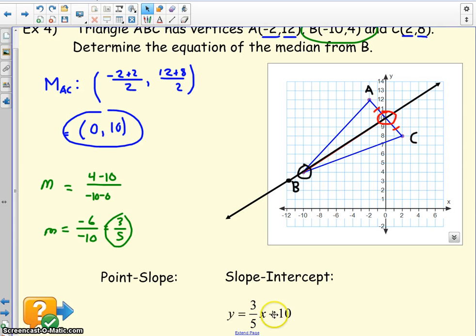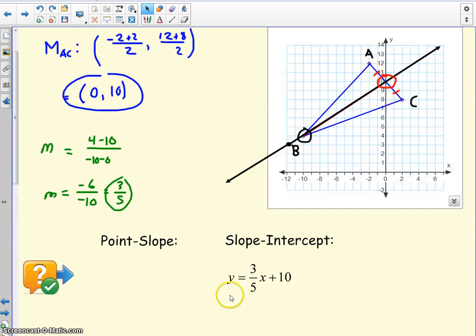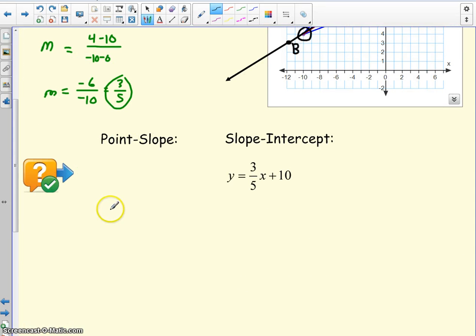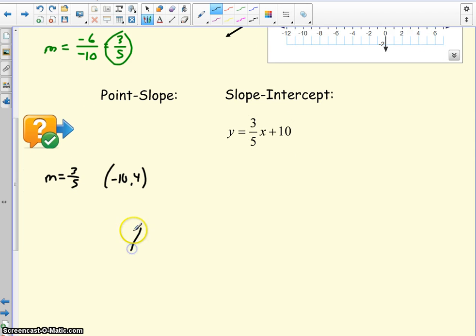Okay, if I want to use point slope form anyways, I could do it with either point given. So let's say I do it with the point (-10, 4). Remember my slope is 3 over 5. So my point slope form would be y equals 3 over 5, times x minus x1, so x minus negative 10 is x plus 10, plus y1, which is 4. So that would be a valid equation in point slope form.